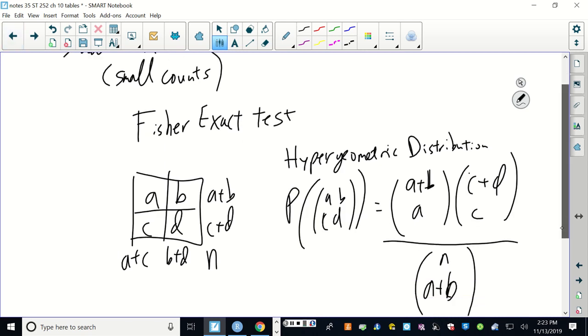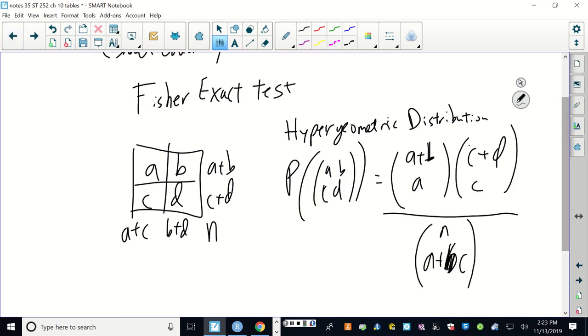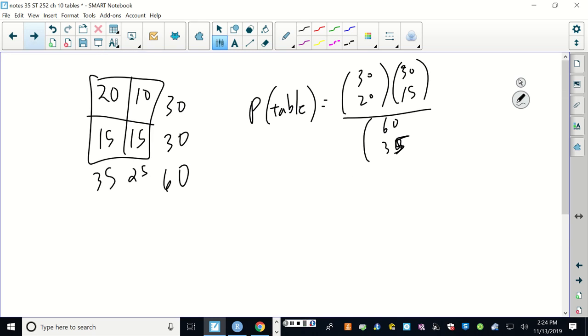Yeah, I think it's supposed to be A plus C. It's here, so we're picking that many. I think I wrote that wrong there. But if you do this calculation, you get something like 0.8977. So that particular table would have a certain probability.